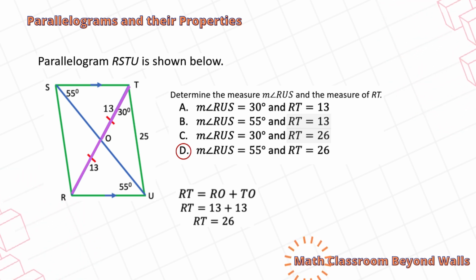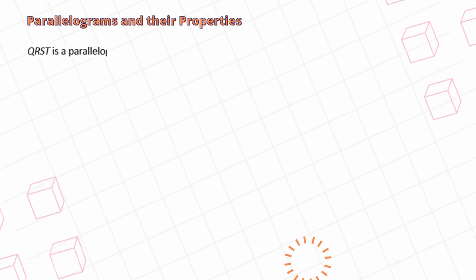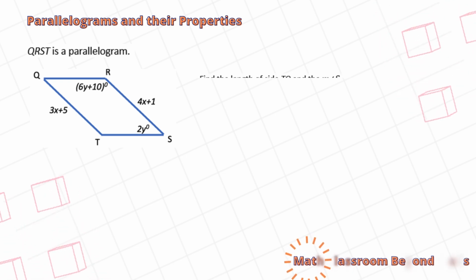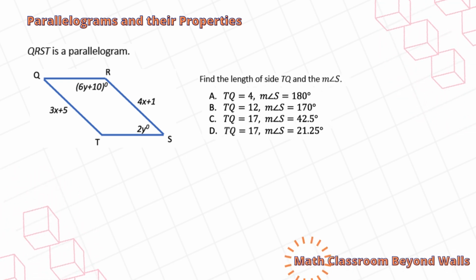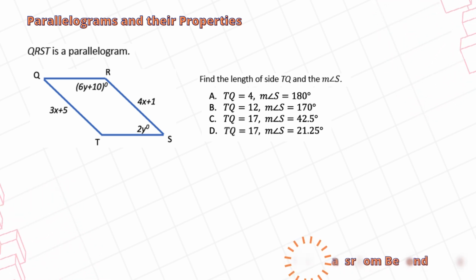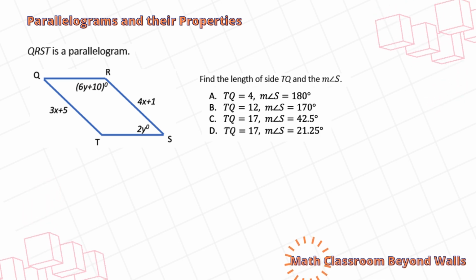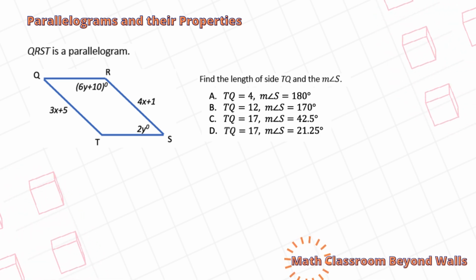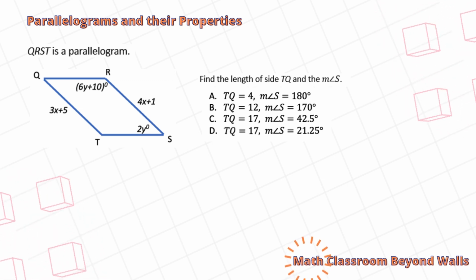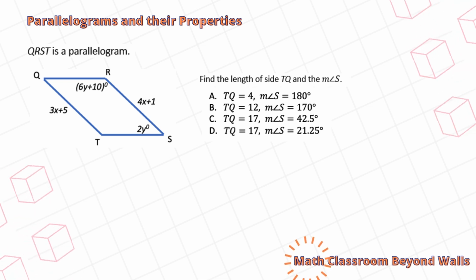Okay, let us move on to sample problem 2. Here's the problem. QRST is a parallelogram. A figure is given. Find the length of side TQ and the measure of angle S. Option A, TQ is 4 and the measure of angle S is 180 degrees. Option B, TQ is 12 and the measure of angle S is 170 degrees. Option C, TQ is 17 and the measure of angle S is 42.5 degrees. Option D, TQ is 17 and the measure of angle S is 21.25 degrees.